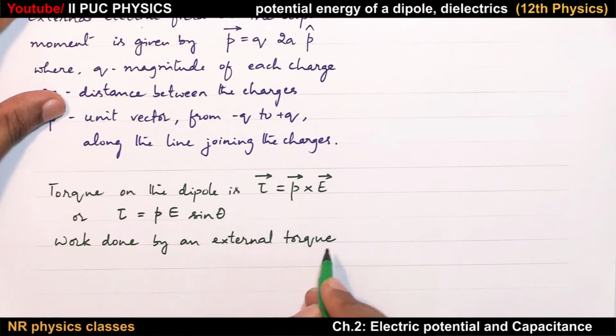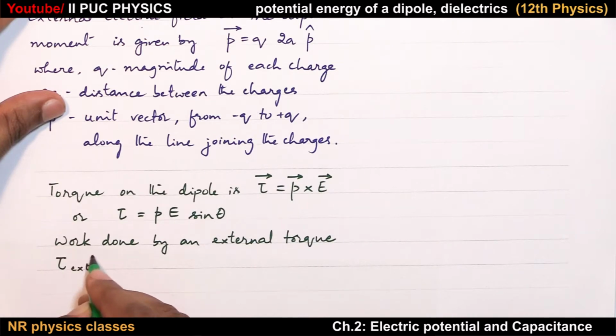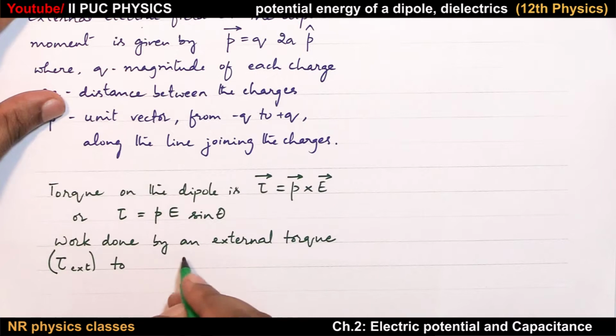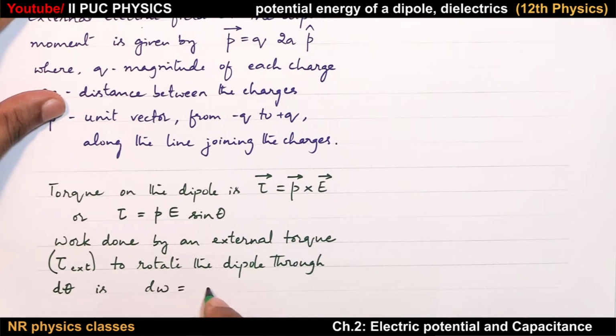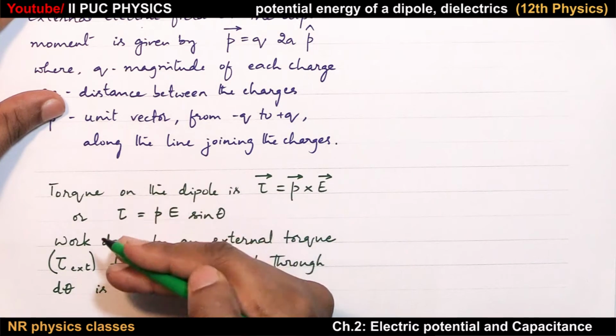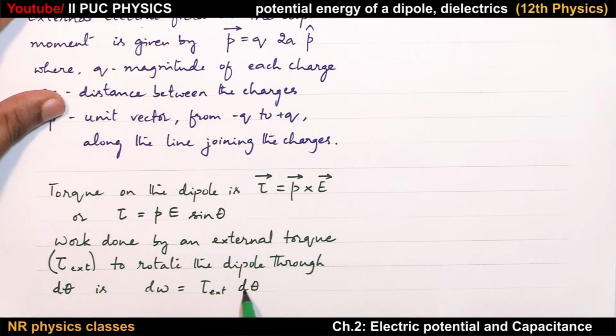Work done by the external torque, tau EXT, where EXT stands for external, to rotate the dipole through d theta: dW equal to tau external into d theta. This is similar to work done equal to force into displacement. In the case of rotational motion, it is torque into angular displacement.